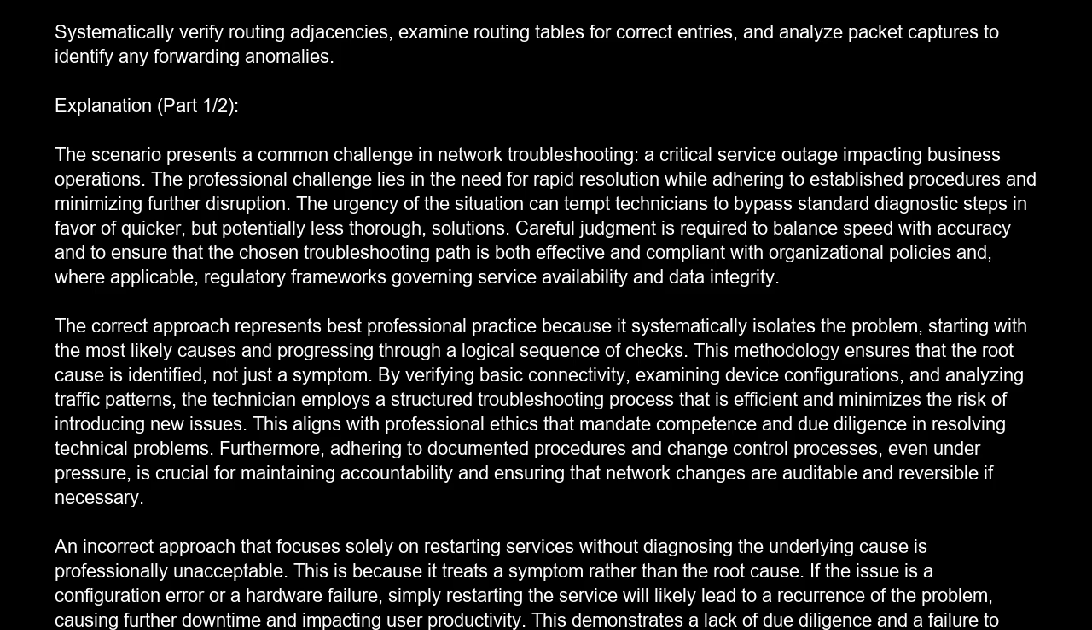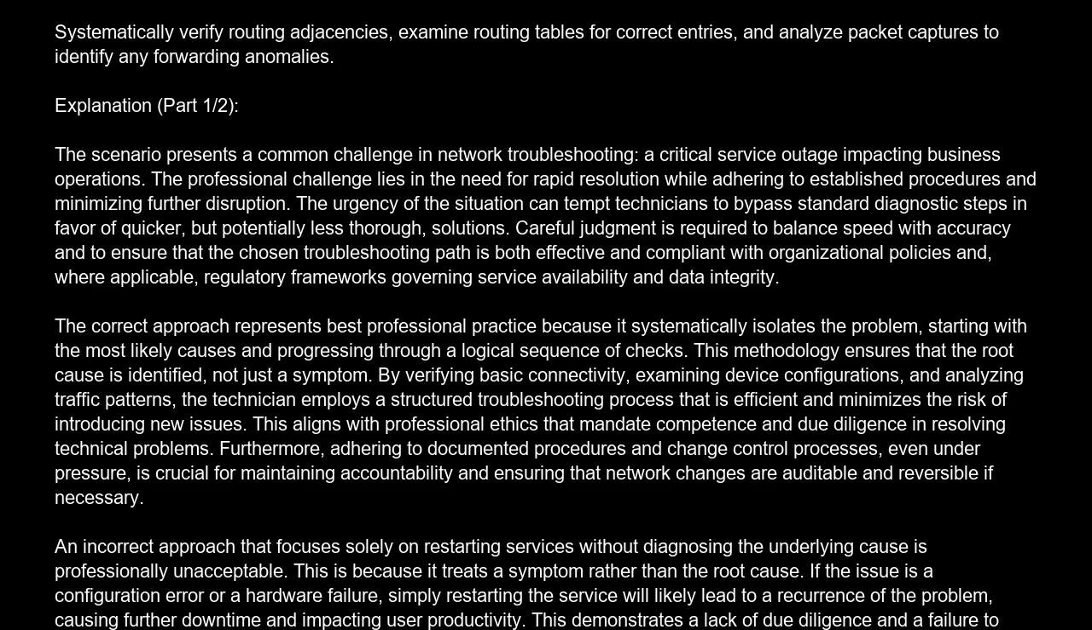The correct approach represents best professional practice because it systematically isolates the problem, starting with the most likely causes and progressing through a logical sequence of checks. This methodology ensures that the root cause is identified, not just a symptom. By verifying basic connectivity, examining device configurations, and analyzing traffic patterns, the technician employs a structured troubleshooting process that is efficient and minimizes the risk of introducing new issues.